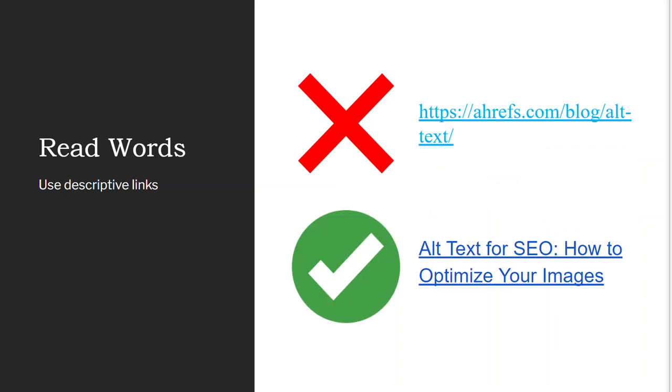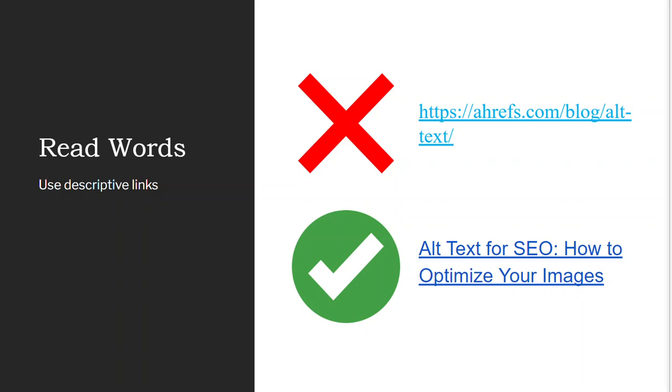Use descriptive links. If you use a full web address like this, the screen reader is going to say something like "https://ahref," and it's not going to make any sense. If we use something like "alt text for SEO, how to optimize your images," and then we link that text, the screen reader will read this and give the option for the user to go to that link. So that'll be a lot easier to read.